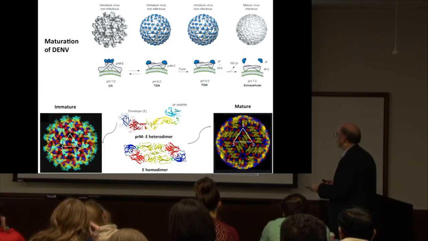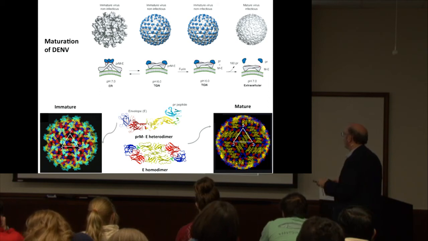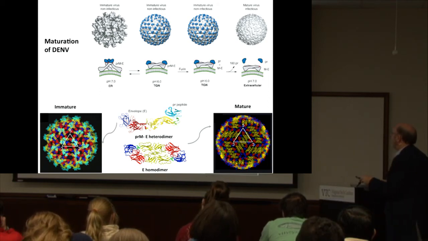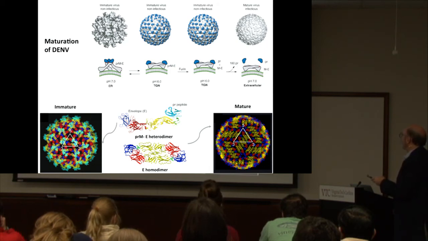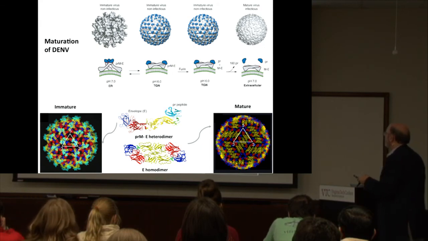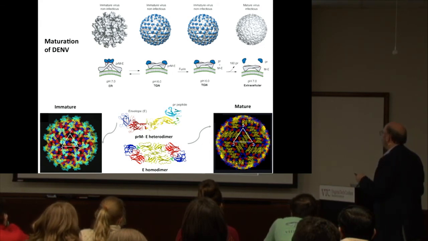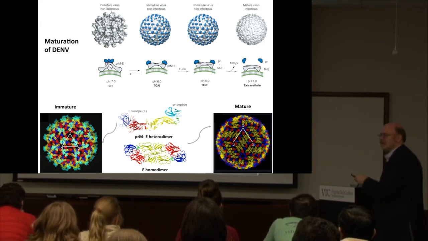Here's the structure. Here's the C alpha backbone that you can see. It's standing up. It's laying down. It's being cleaved. This component PR is being released when the virus comes off the cell. This is a non-infectious form of the virus. This is an infectious form of the virus. Okay? Now, it turns out that in dengue, this is very inefficient.